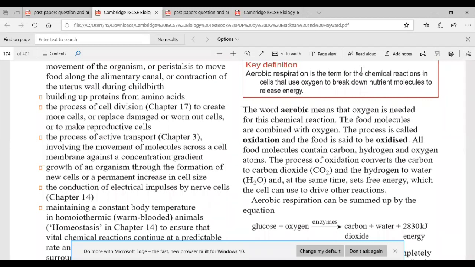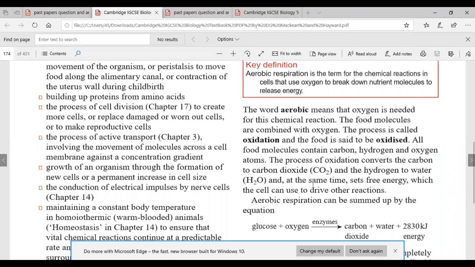What is anaerobic respiration? Anaerobic respiration is the chemical reaction in cells that breaks down nutrient molecules to release energy without using oxygen. Thanks. What about the equation of aerobic respiration?